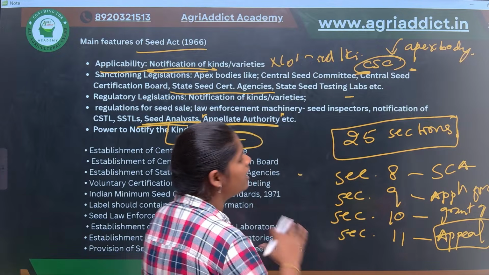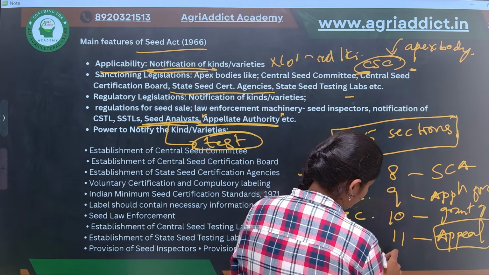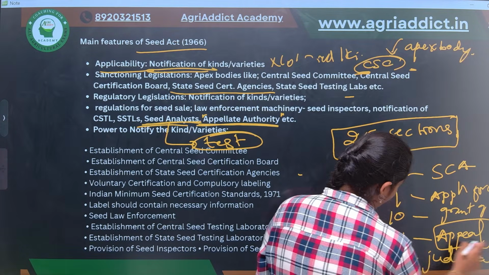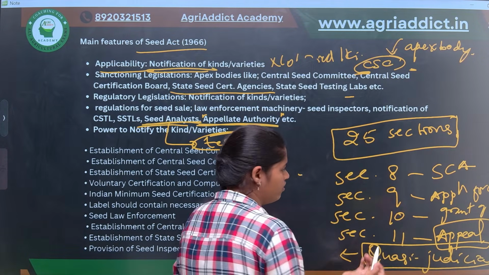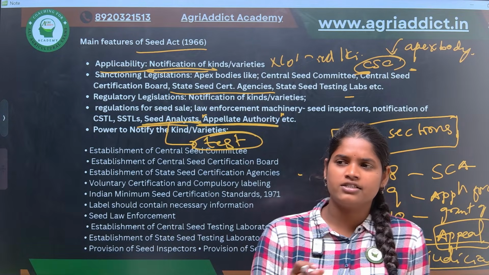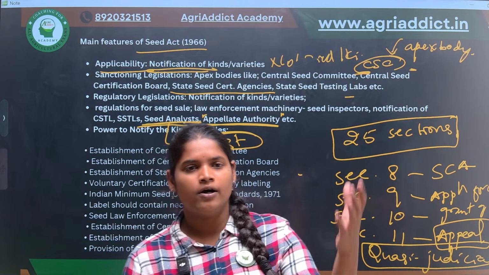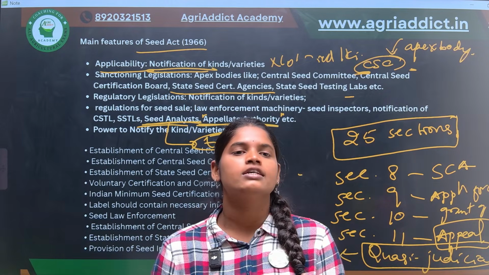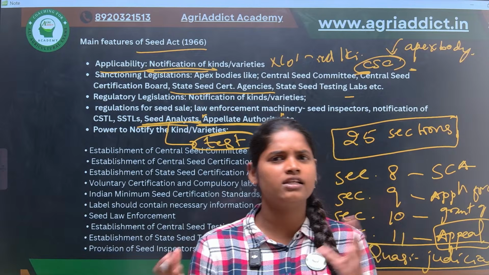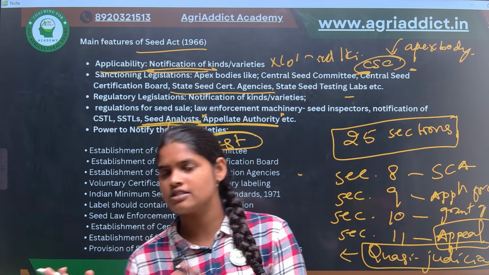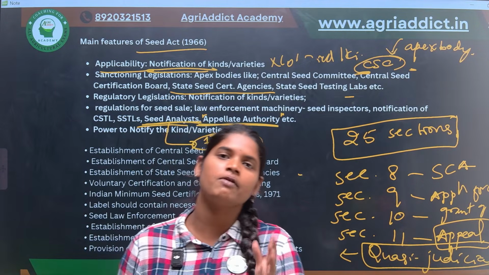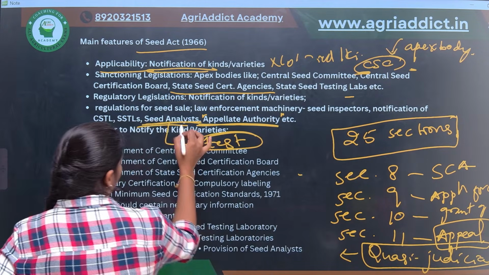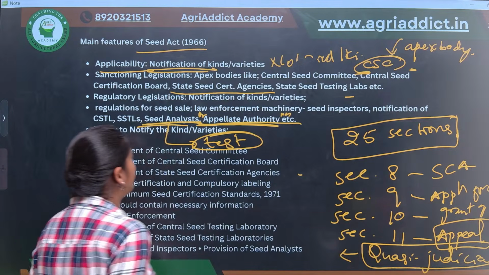The appellate authority is quasi judicial, that means it acts similarly like a judicial body, that is, as a court. There also they will see what exactly happened, what the grounds of rejection from the seed certification agency are, and what the reasons or explanation from the farmer's side are. They'll analyze everything and give a decision, and that decision given by the appellate authority is final. Just remember this. So we have that provision also, that is the appellate authority.